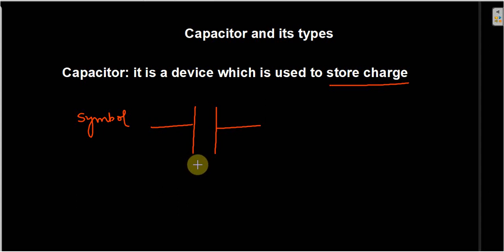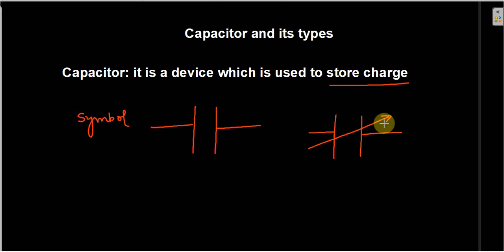If you want to vary the capacitance of a capacitor according to the situation, because in some circuit diagrams we need a variable capacitance, you can draw the symbol for a variable capacitor in this way. Okay, so these two are the symbols for a capacitor. The basic purpose of a capacitor is to store the charge.